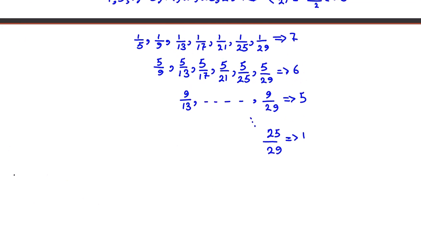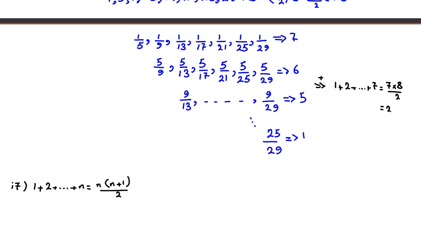Let me write. When you have 1, 2 to n, it will be what? It will be n times n plus 1 over 2. So here we can say the sum of them, 1 plus 2 to 7, equals what? 7 times 8 over 2, which is 28.